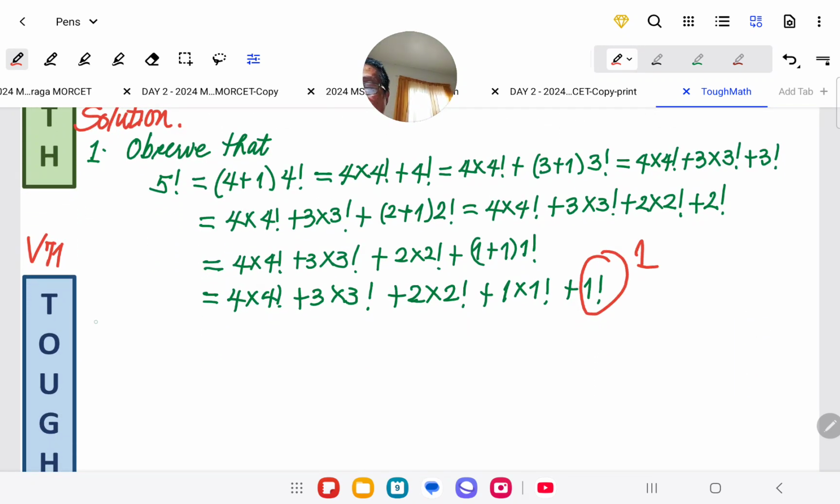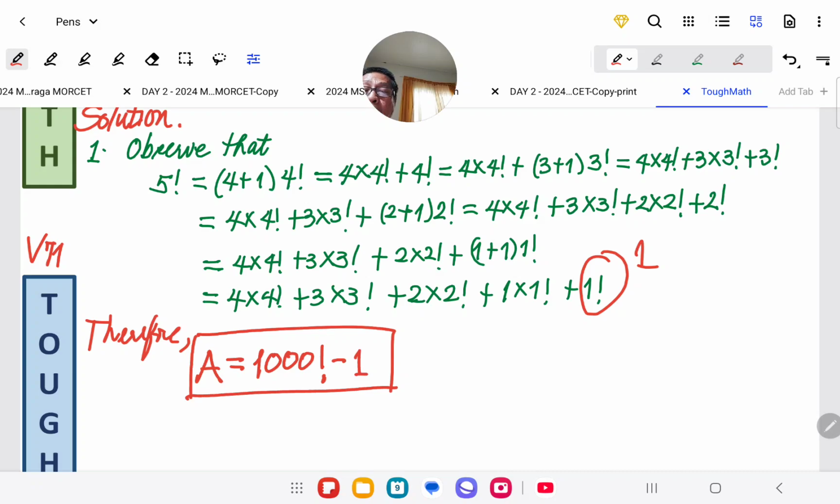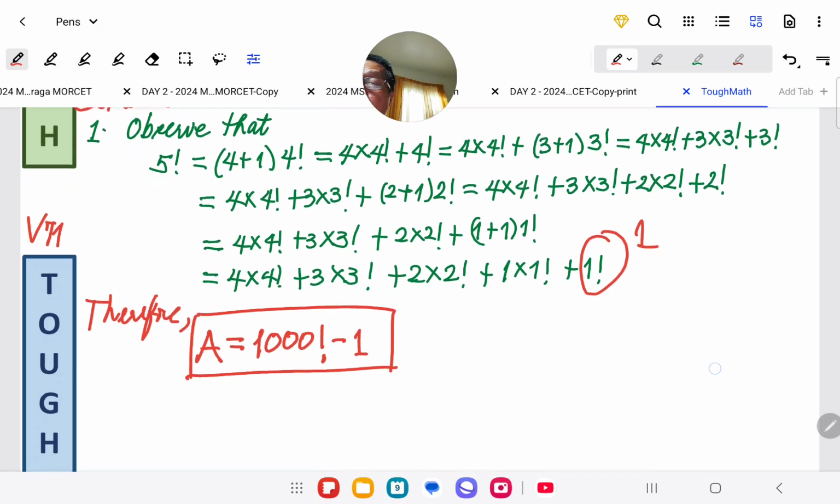Therefore, it is easy to see that A is just equal to 1000 factorial minus 1. Okay, so that's our answer to the first calculation exercise.